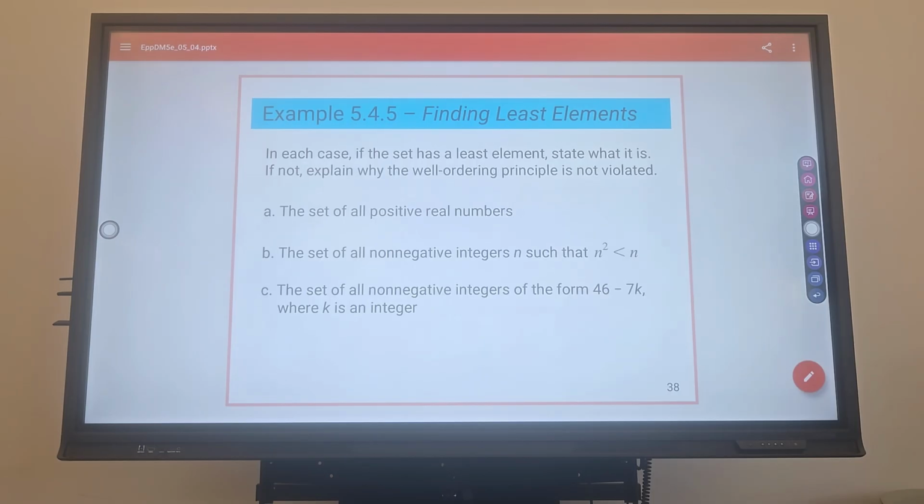The set of all non-negative integers n such that n squared is less than n. Non-negative integers such that n squared is less than n. Is that possible? It would be the empty set, wouldn't it? So it doesn't violate the well-ordering principle.